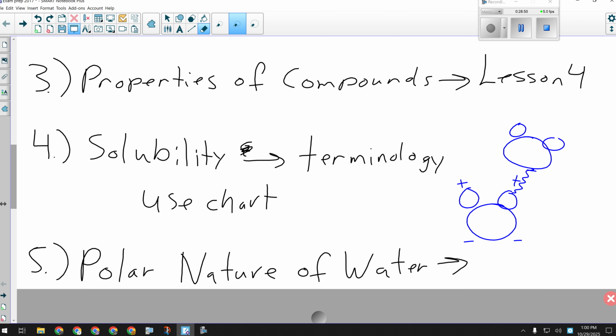A water droplet stuck to the side of a glass is showing you adhesion. The water is adhering to the glass, and it's not sliding down. Right? Everybody kind of follow what I mean there? Okay, so hydrogen bonds between like molecules, cohesion. Hydrogen bonding between unlike molecules, adhesion.